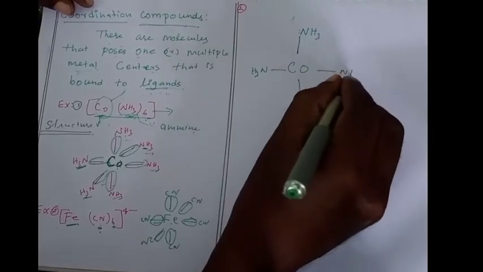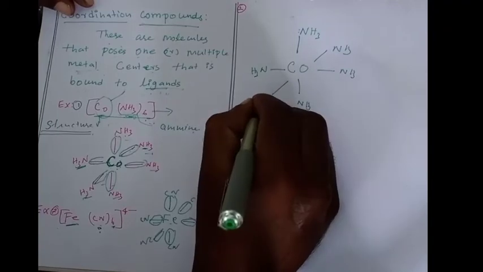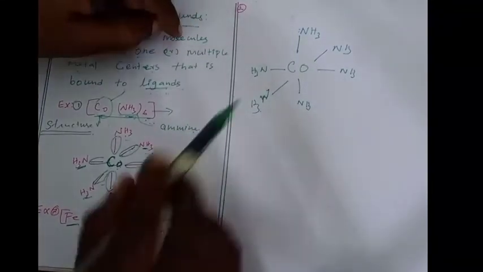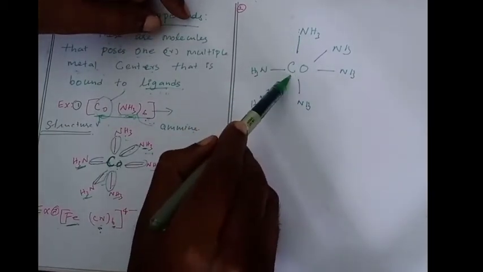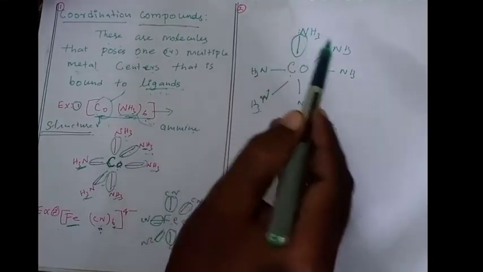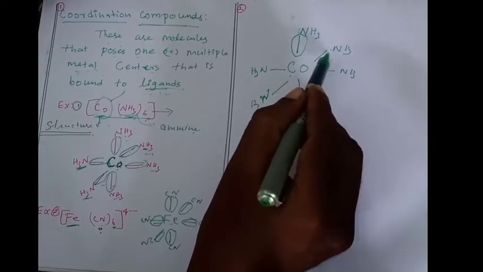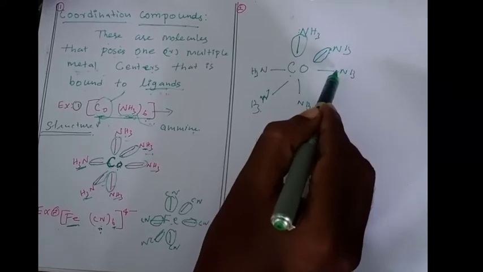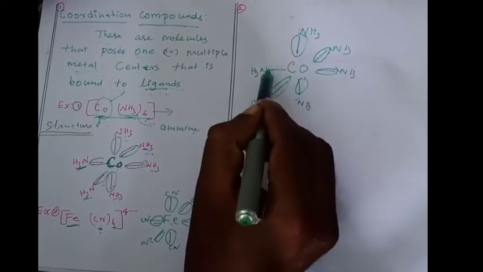In the same way NH3. See students, nitrogen contains one lone pair of electrons, so this lone pair of electrons is donated to the central metal atom. That's why it's making the bond with the ligand. So again, ammonia, that means amine, can donate the one lone pair of electrons to the cobalt, so it's making the bond. Here also, here also, here also.